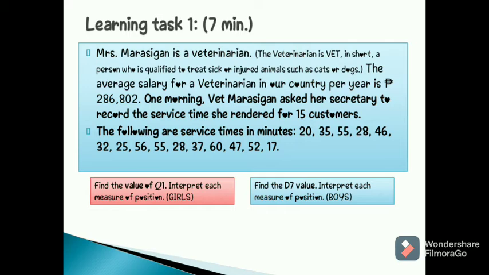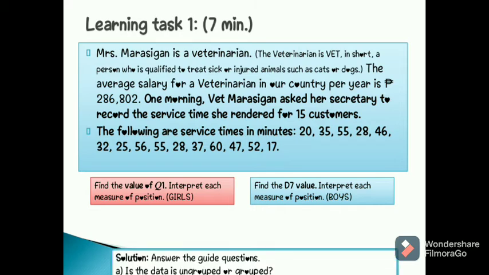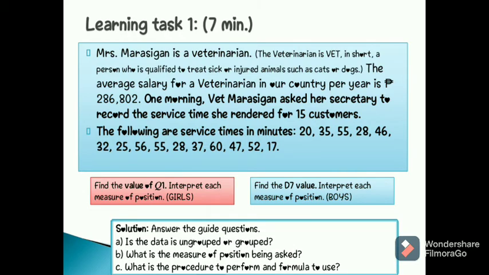Since you have no time limit, it's up to you. So you can answer both, those for girls and for boys. And then, don't forget the guide questions.